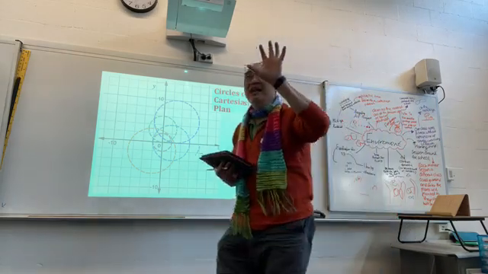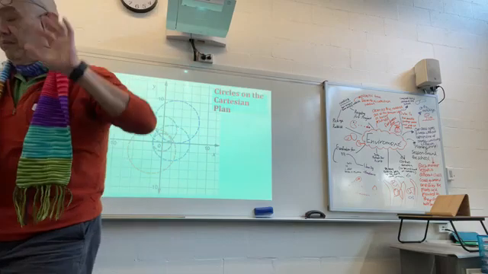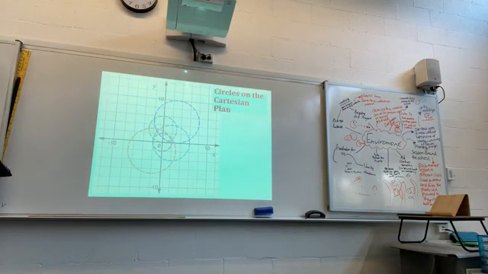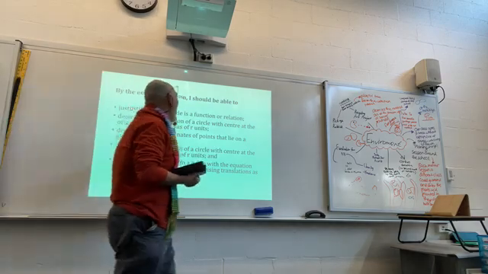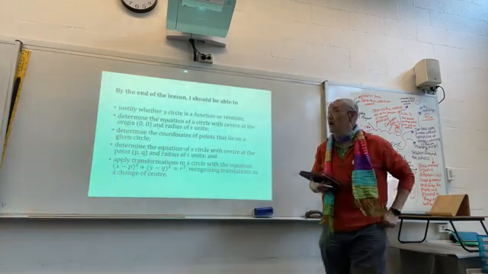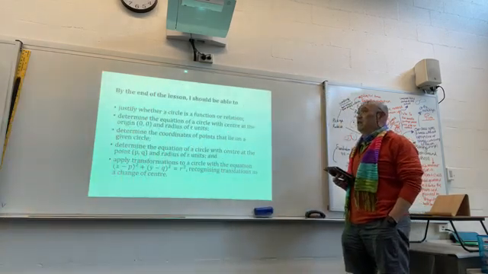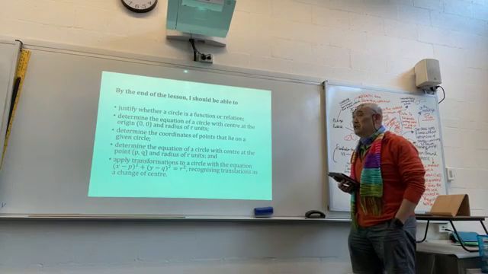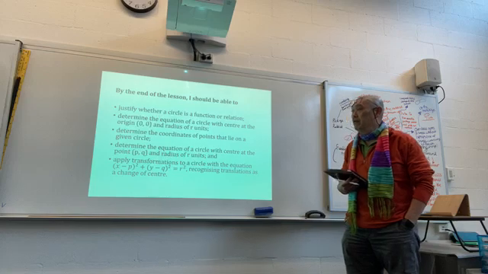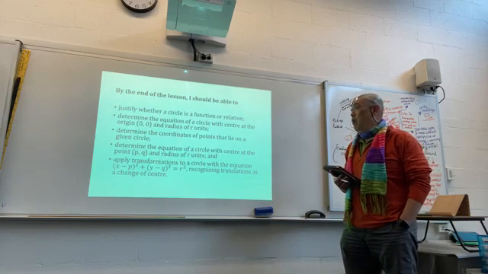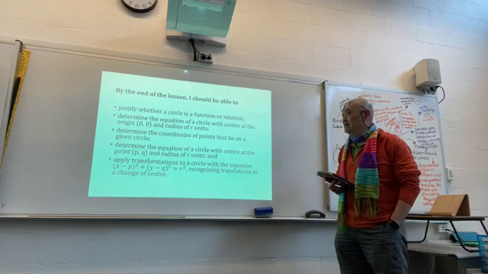This one, we are looking at the circle on the Cartesian plane first. By the end of the lesson, you should know whether a circle is a function or a relation. You should be able to determine the equation of a circle with center at the origin (0, 0) and the radius of r. Determine the coordinates of points that lie on the given circles.